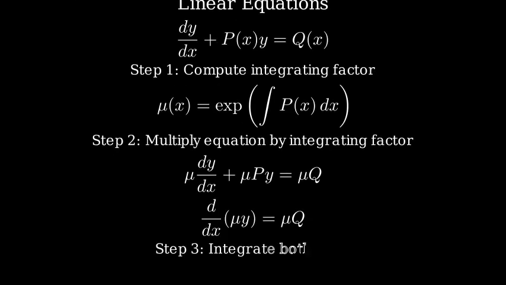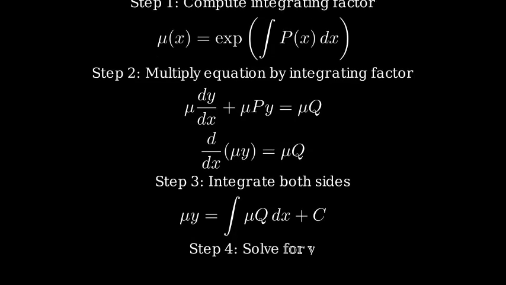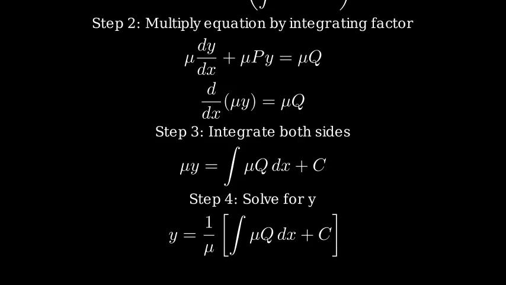Step 3. We integrate both sides. Mu times y equals the integral of mu times q dx plus c. Step 4. Finally, we solve for y. y equals 1 over mu times the integral of mu times q dx plus c.